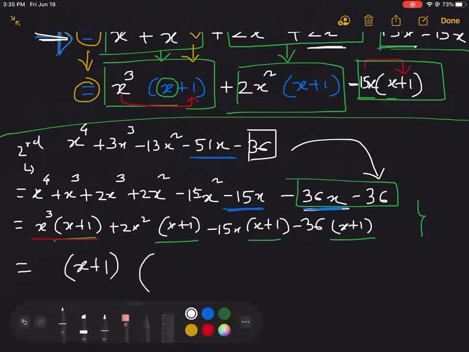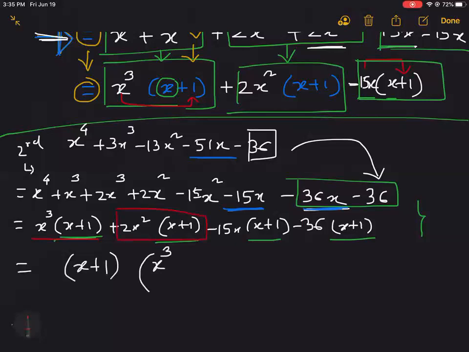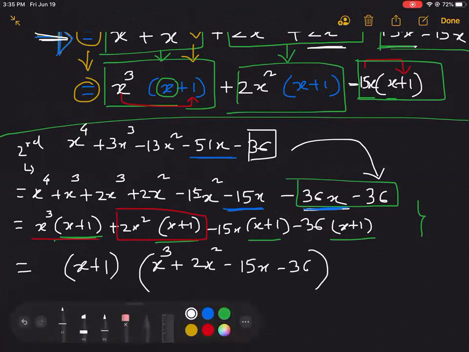I've already taken out this x plus 1, okay? X cubed, very good. I'm doing the same thing, factoring out x plus 1 from this. What else will be left? 2x squared, good. And if you keep doing that, you'll have 15x in the next and negative 36 in the next, right? Now, it's definitely a factorized format, right?